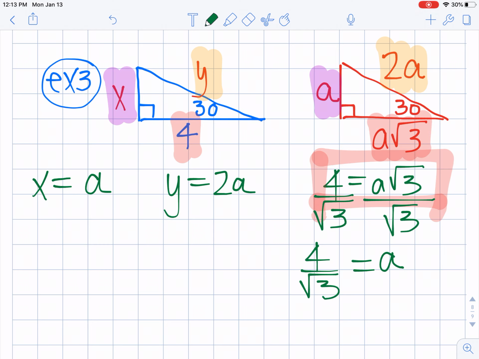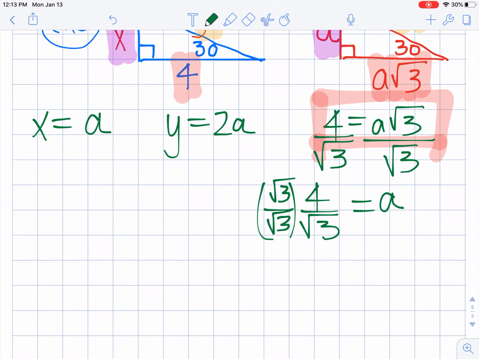Now in math, we do not keep any square roots in the denominator, so we have to do what's called rationalize, which means I'm going to multiply the top and the bottom of my fraction by what my denominator is, the square root of 3. So I'm multiplying by 1, the square root of 3 over the square root of 3. So on the top, 4 times the square root of 3 is just 4 times the square root of 3. And on the bottom, the square root of 3 times the square root of 3 is 3. So that's how much my a value is.